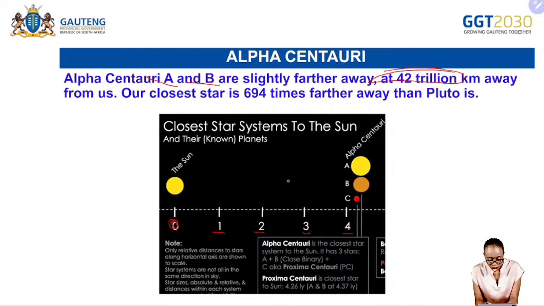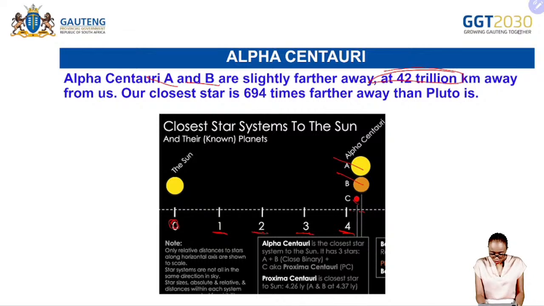Okay, so how many light years away is Alpha Centauri? So this is Alpha Centauri A and B, and the small one, we call it Proxima Centauri. Now, if we count 1 light year, 2 light years, 3 light years, and 4. But they are further away than 4, so let's count 4.1, 4.2, 4.3, or rather 4.4 light years away from the sun.